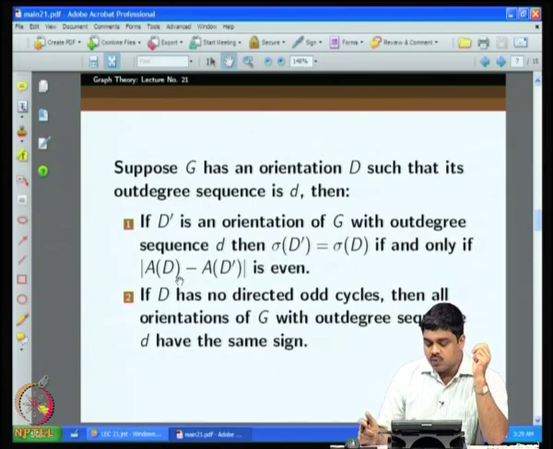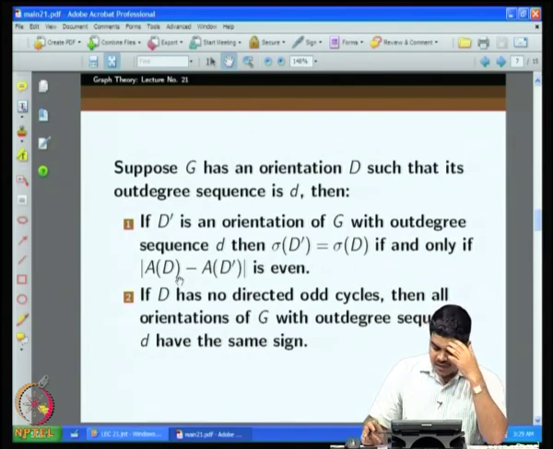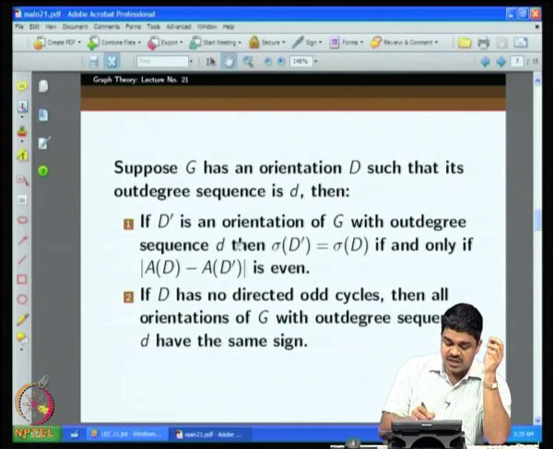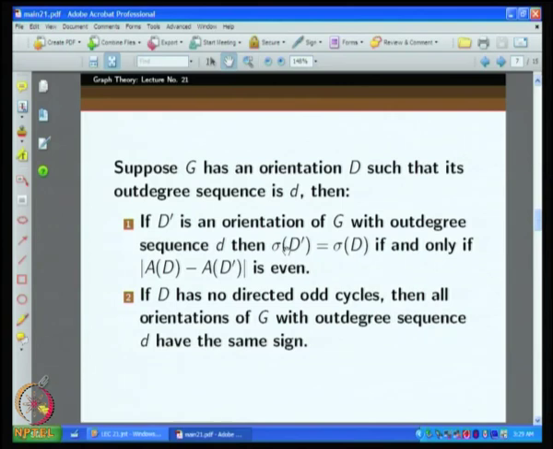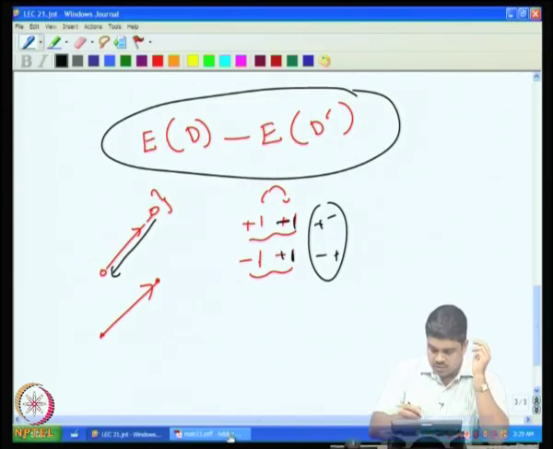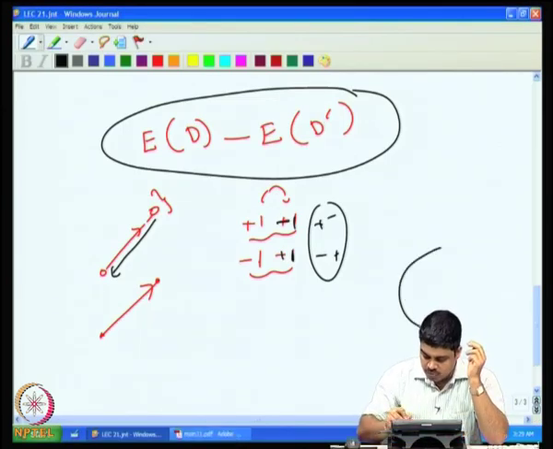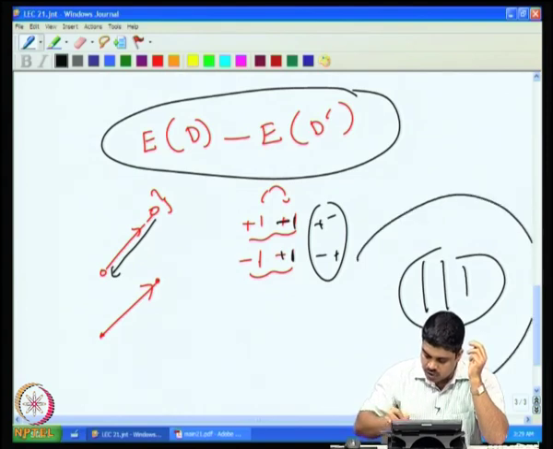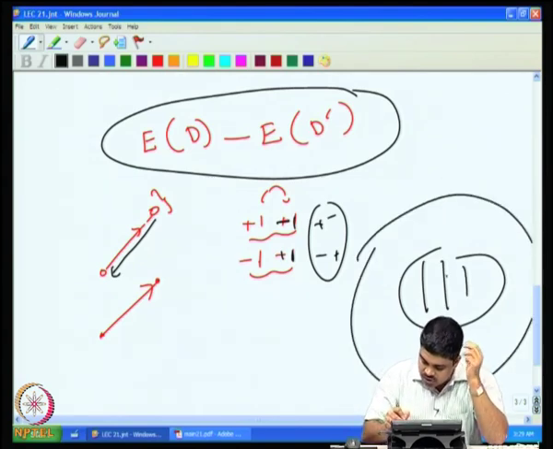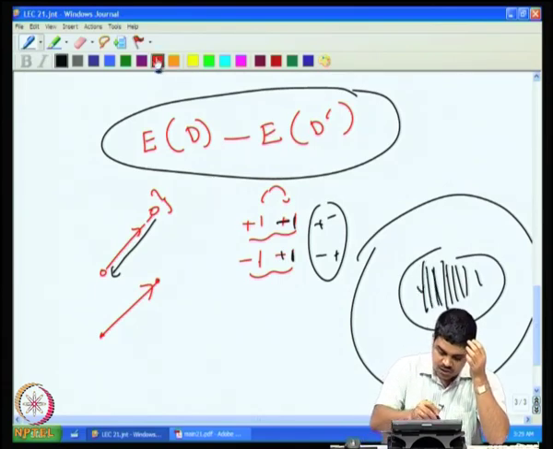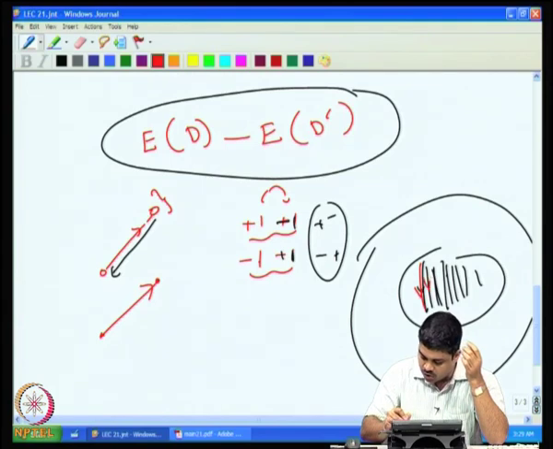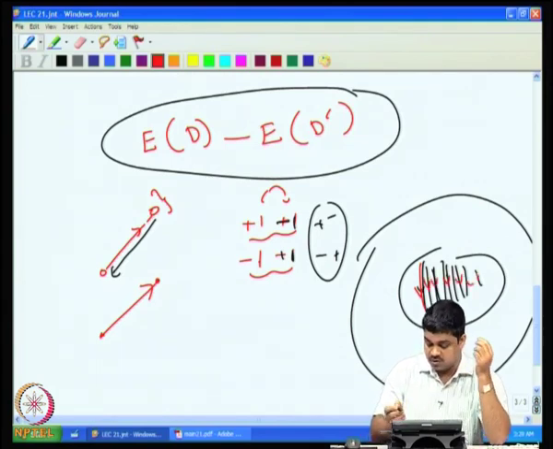Now the next thing is a condition which ensures that this difference will be even. If D has no directed odd cycles, then all orientations of G with out-degree sequence d have the same sign. How is it so? See, suppose you remove the intersection part, that means the edges which have the same orientation. Black and red were the same orientation.